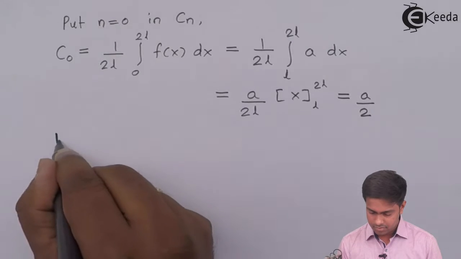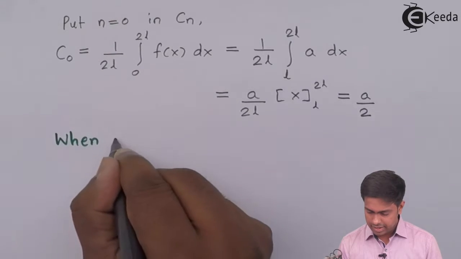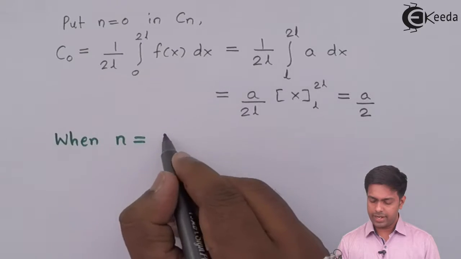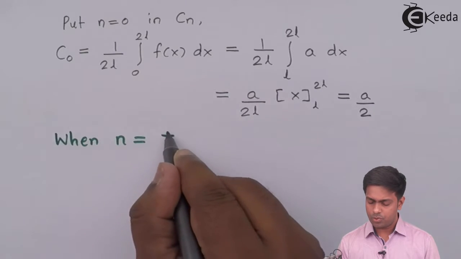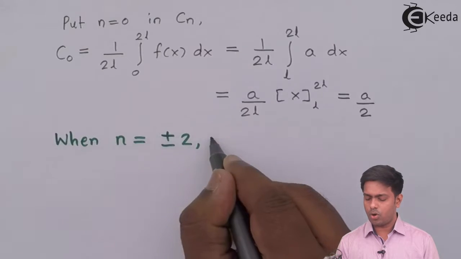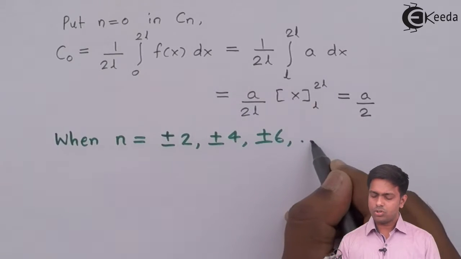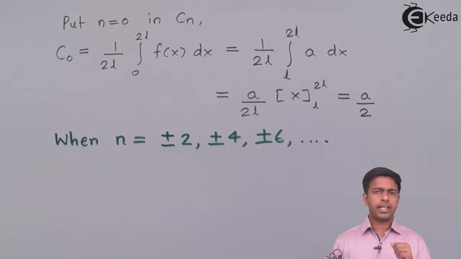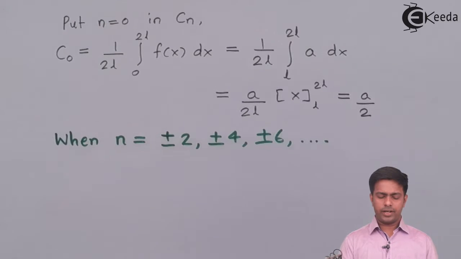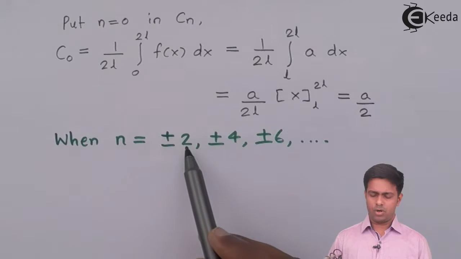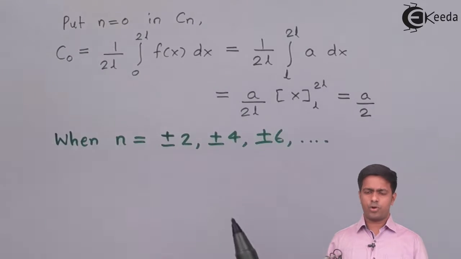When n is equal to, now 0 I have taken already, so next even values start from 2, so plus or minus 2 or plus or minus 4 or plus or minus 6 and so on, till positive infinity and here till negative infinity. So let's see what we get. So guys, let's assume the first value as 2 and the second as minus 2. Let's see what we get.